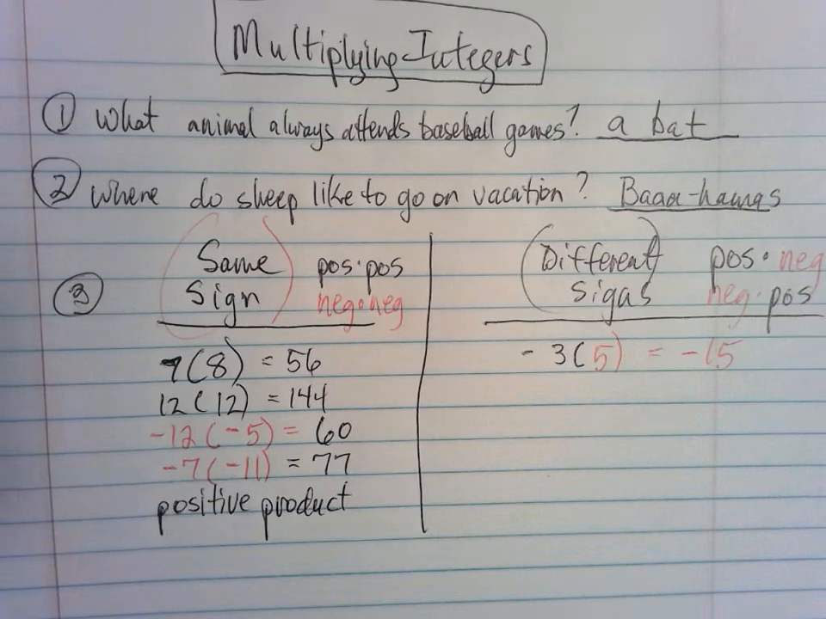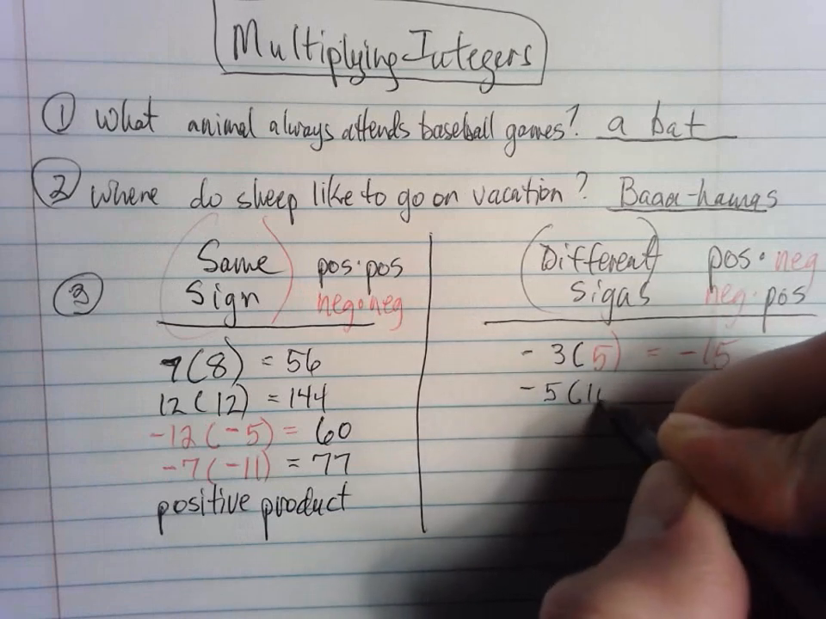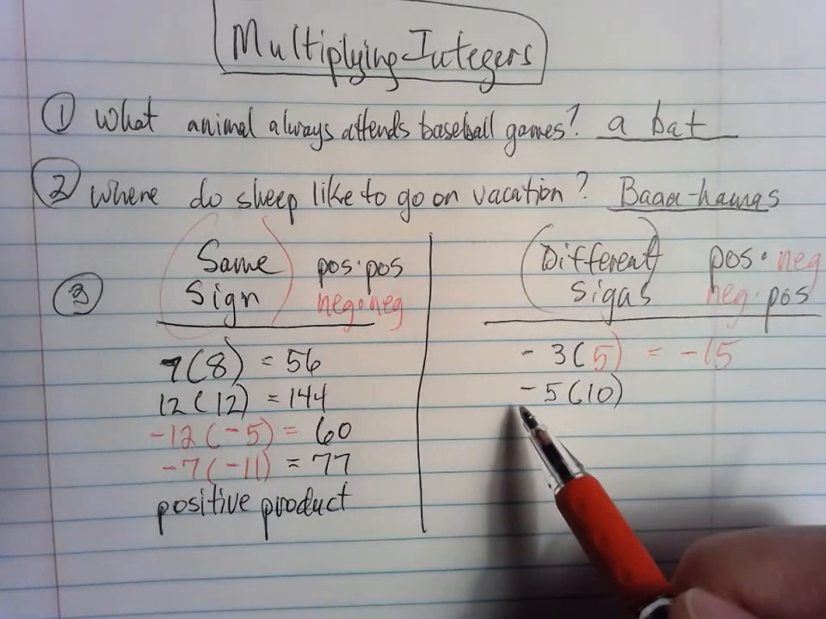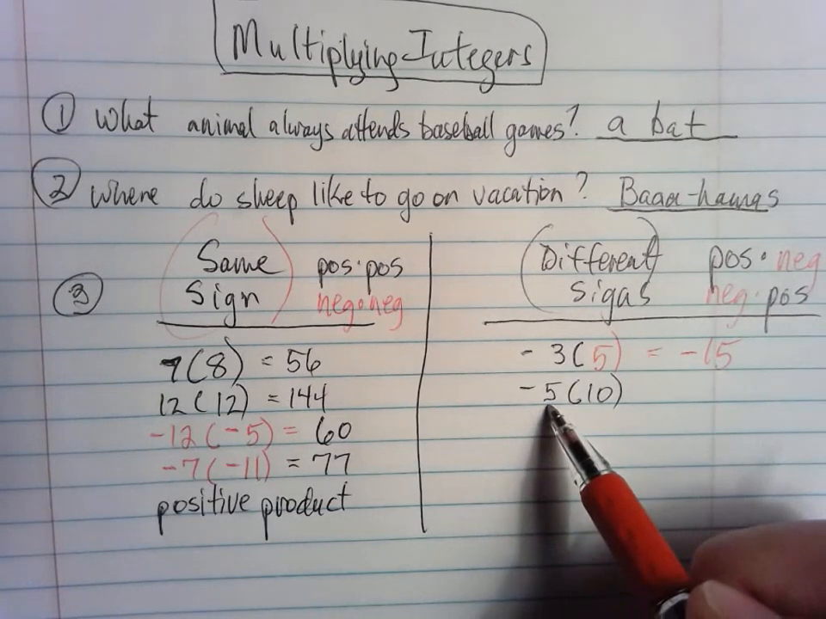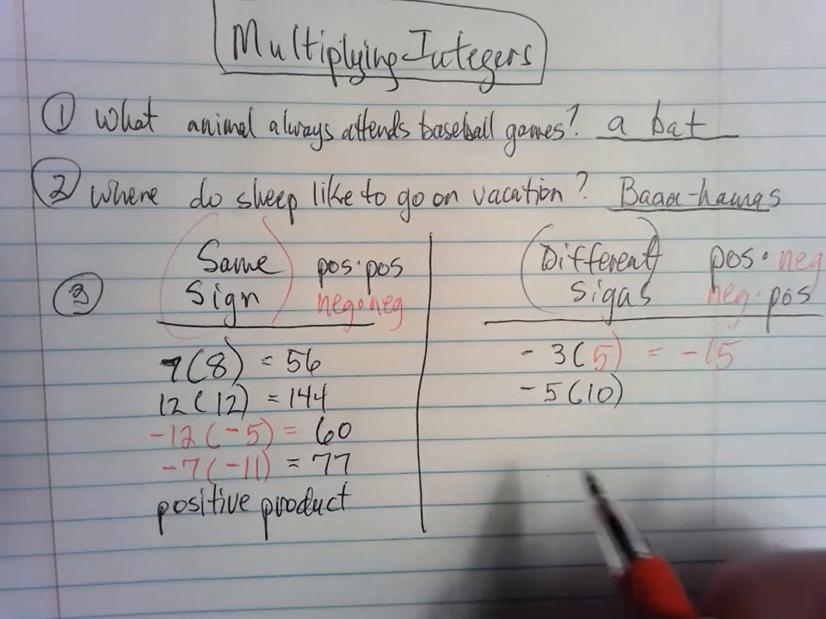All right, let's say we got this one. Let's say you got negative 5 times 10. That would be, you borrowed $5 from 10 different people. And I put that down wrong.